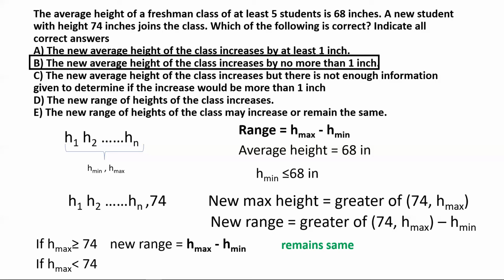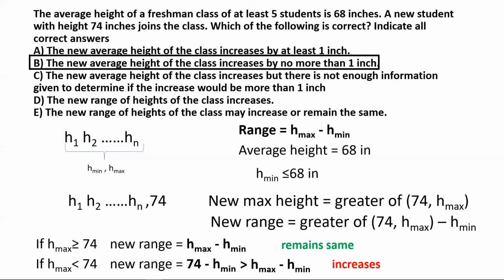However, if Hmax turns out to be less than 74, then the new range becomes 74 minus Hmin. And since 74 is greater than Hmax in this case, the range will increase. So this will be greater than Hmax minus Hmin, which was the range before the new student joined. So in this case, the new range would increase.